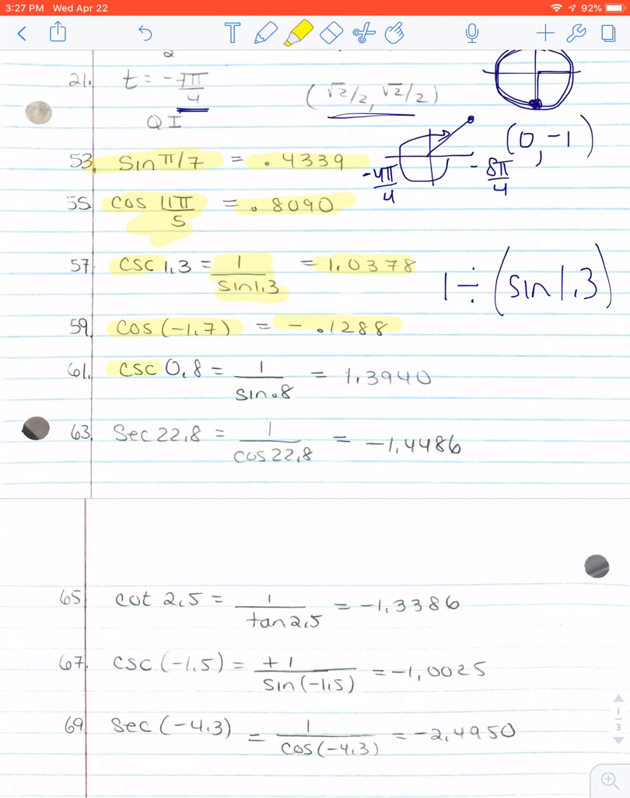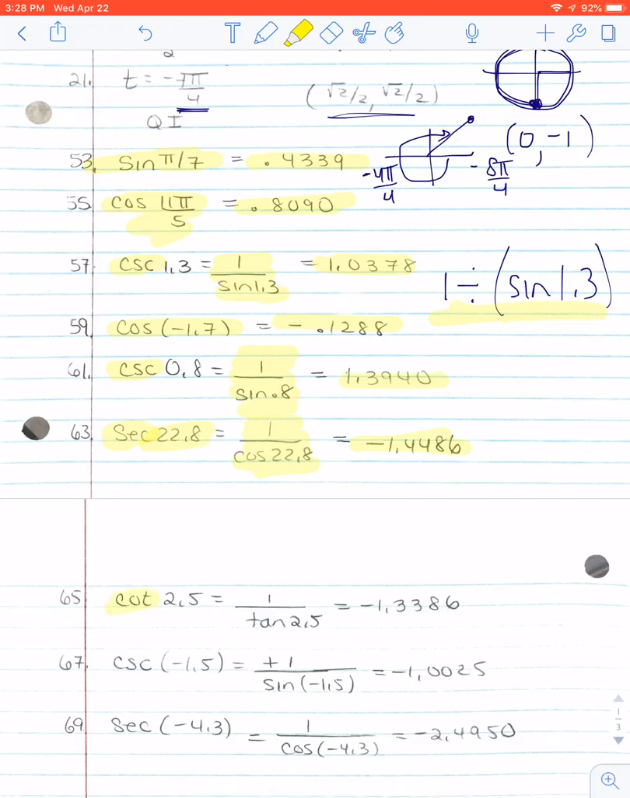We do not have a button for a cosecant, but we know it's the reciprocal of the sine. We're still in radian mode. We're doing very similar to this one, 1 divided by sine of 0.8. Number 63, we do not have a button for secant. We know it's the reciprocal of the cosine. There is no degree symbol, so we are still in radian mode. Okay, and we'll round that to 4 places.